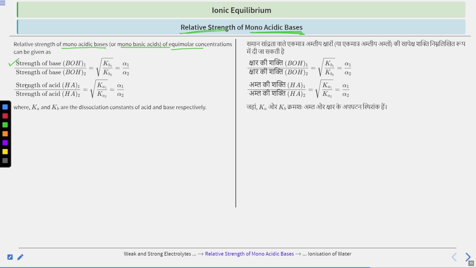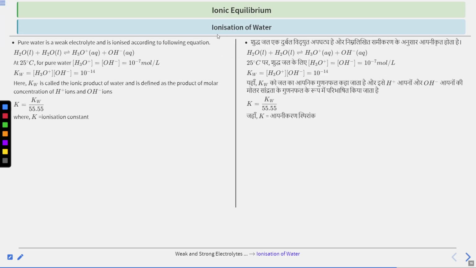And strength of acid HA1 divided by strength of acid HA2 is equal to under root Ka1 upon Ka2, which can be equal to alpha 1 divided by alpha 2, where the Ka and Kb are dissociation constants of acid and bases respectively. A for acid, B for bases. So these are the relative strengths of monoacidic bases written in terms of the dissociation constants of acid and bases respectively. Right? Okay. Let's see the concept of ionization of water.